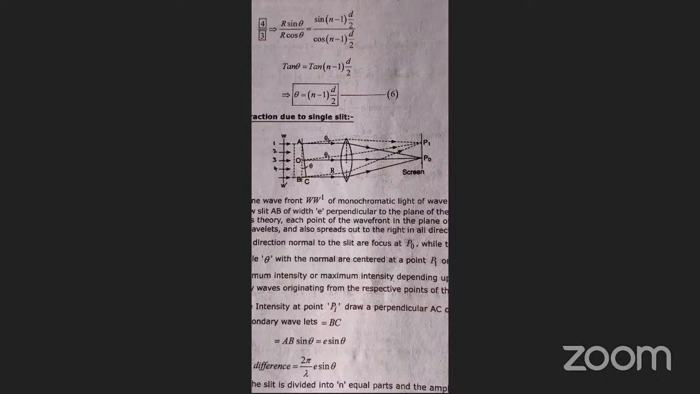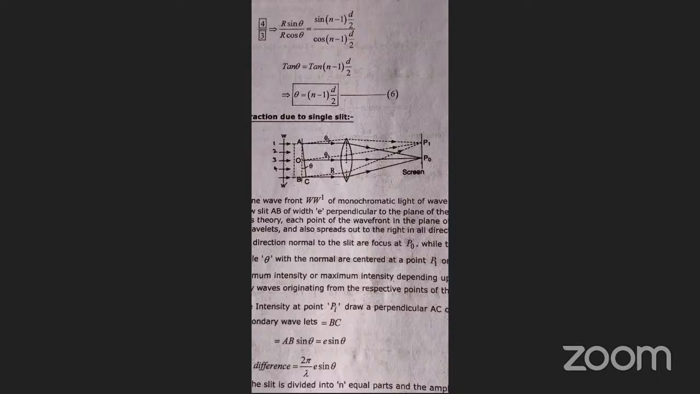According to Huygens theory, each point of the wavefront in the plane of the slit is a source of secondary spherical wavelets. What does Huygens theory say? Every particle on the slit acts as a secondary spherical wavelet source and spreads out light in all directions. Last class we discussed that on the wave, every particle again acts as a secondary wavelet. Here also it is the same, spreading out in all directions.